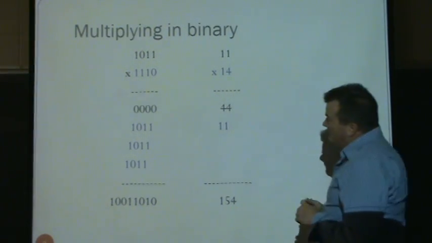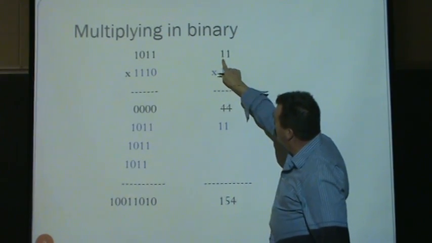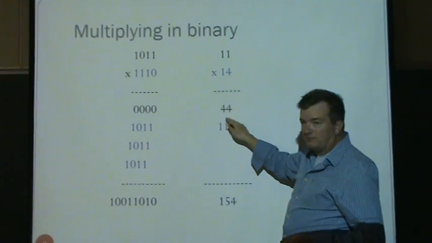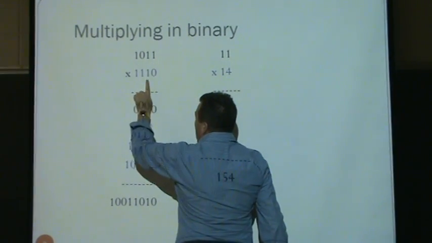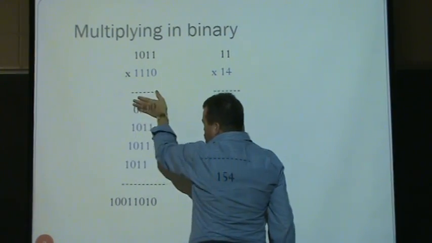Okay, but it's a lot easier in binary. For example, when we said 4 times 11, we had to actually do a multiplication to get the 44. In this case, we're either doing 0 times this number or 1 times this number. If we're doing 0, we don't actually do anything. We can almost skip that step.